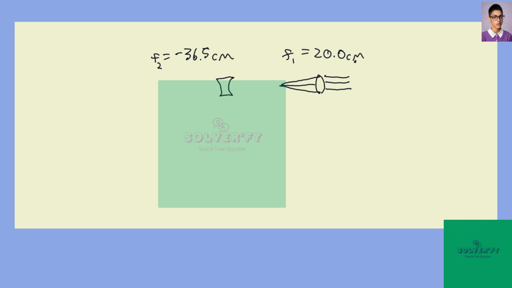So for the first lens, it's quite simple, because you have 1 over D object for the first lens plus 1 over D image of your first lens, and that's equal to 1 over the focal length of your first lens. However, since the object is at infinity, this whole thing goes to 0. Thus, all you're left with is your image distance, which is equal to your focal distance for the first lens. So this is 20 centimeters.